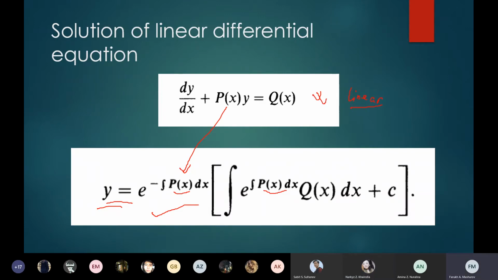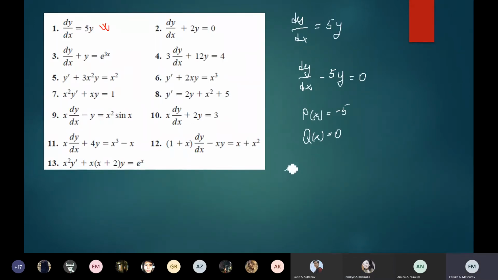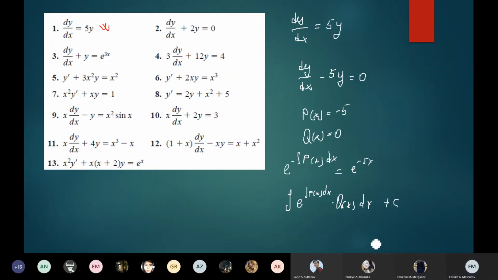What will be here? e to the power minus integral of p(x). Minus 5 gives minus 5x. Yes, e to the power minus 5x. Okay, what will be this one? e to the power integral of p(x), only 5x, multiplied by q(x) dx, plus c. This one will be e to the power 5x multiplied by what? 0.